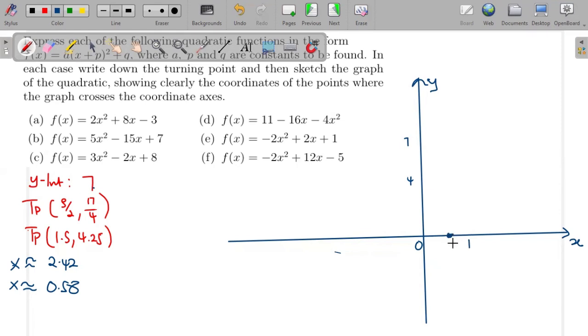And then what else? My other x-intercept is 2.42, so 2.42 should be somewhere there. What about my turning point? It's 1.5, somewhere here, comma 4.25. So for my 4.25 should be somewhere there. So this is my turning point here.